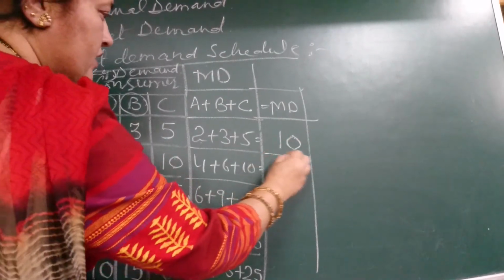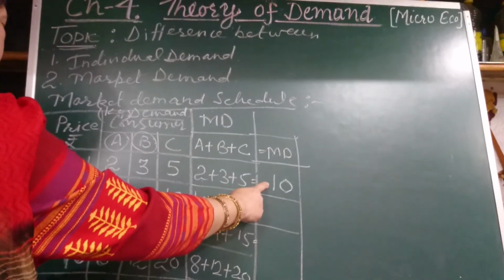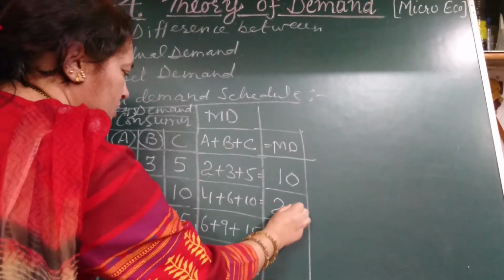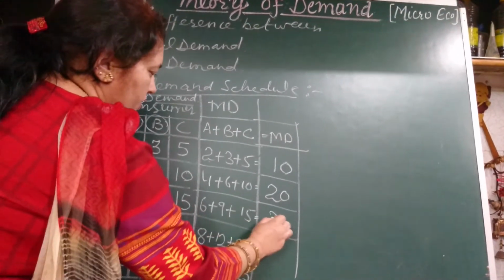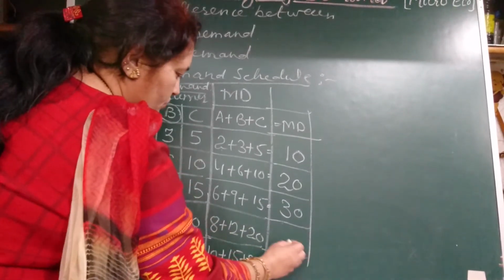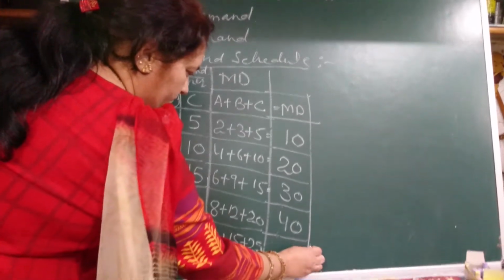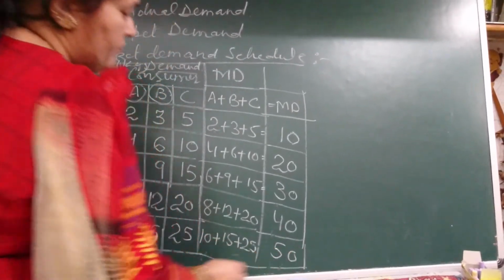Is equal to 10 kilograms. At the rate of 10 rupees, market demand is 10 kilograms. At the rate of 8 rupees, market demand is 20 kilograms. At the rate of 6 rupees, market demand is 30 kilograms. At the rate of 4 rupees, market demand extends to 40 kilograms. And ultimately at the rate of 2 rupees, market demand extends to 50 kilograms.